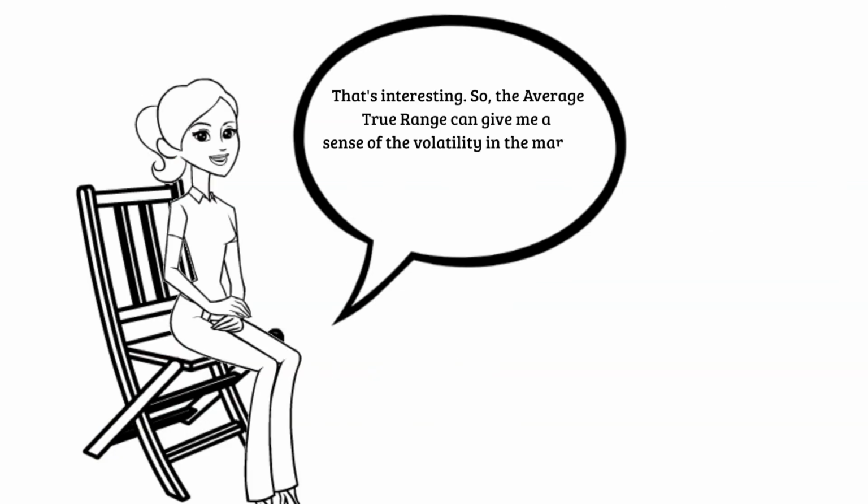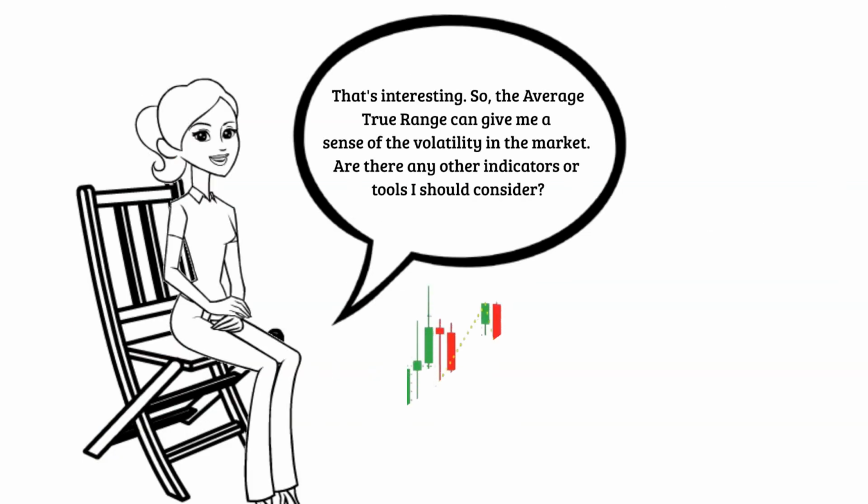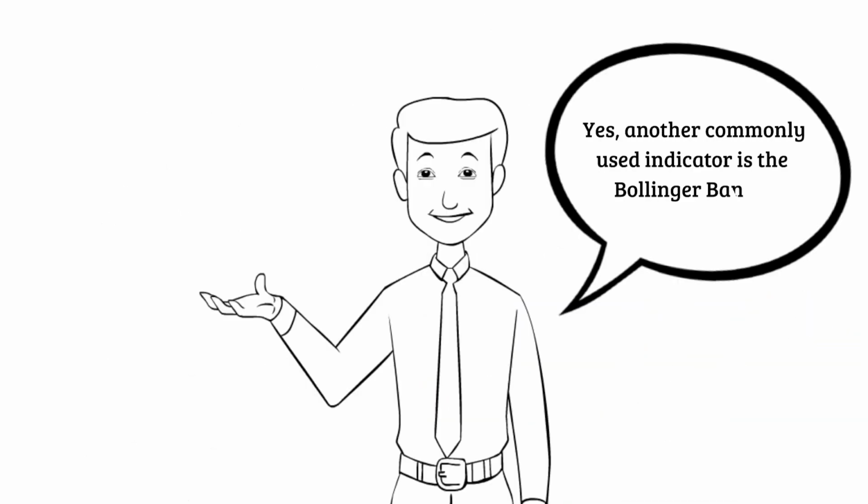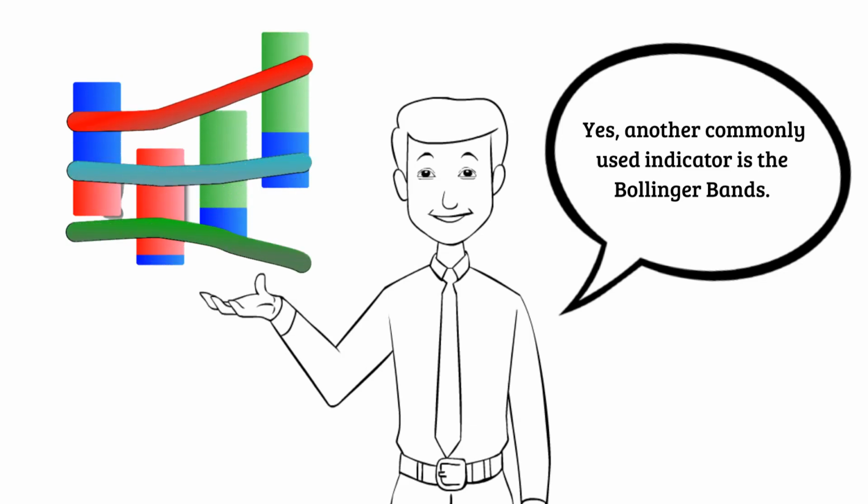That's interesting. So, the average true range can give me a sense of the volatility in the market. Are there any other indicators or tools I should consider? Yes, another commonly used indicator is the Bollinger Bands.